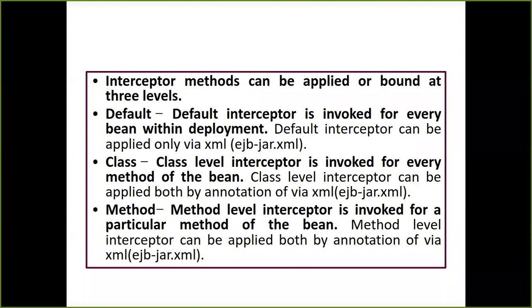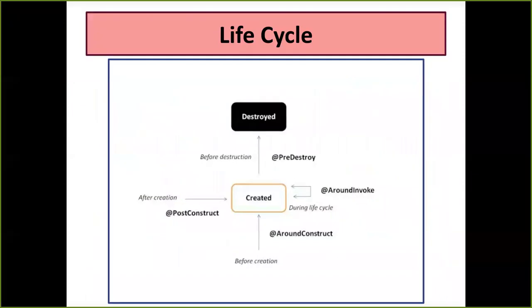Next is the method level interceptor, which is invoked for a particular method. That means you'll be very specific with your interceptor about which method of which class you want to invoke. You can also do that with the help of an annotation, or else you can go with the XML file. But for the first one, the default one, you cannot write anything in your class, in your EJB files. You need to have it in the XML file only.